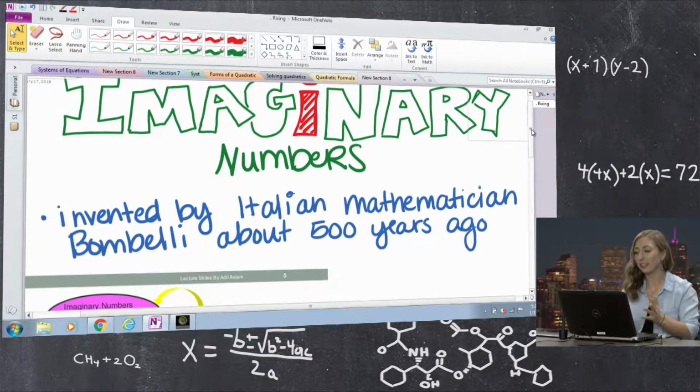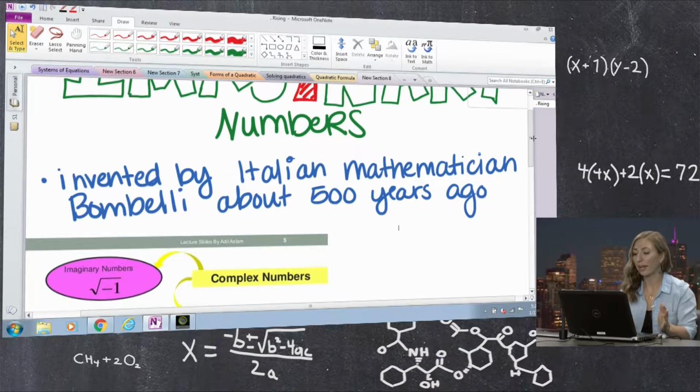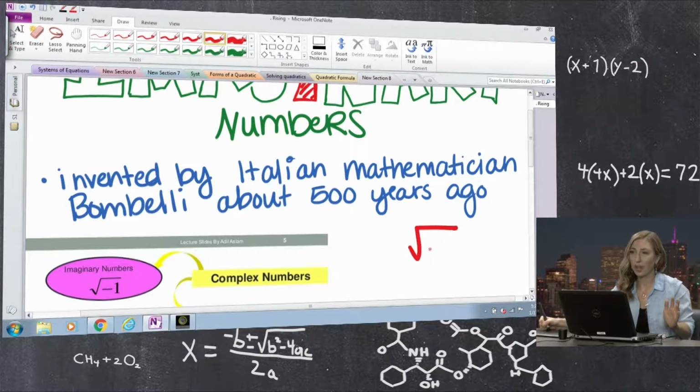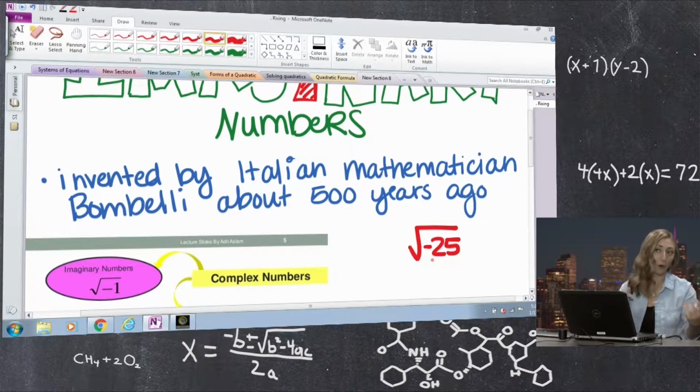So imaginary numbers come from when we try to square root a negative number. And if you don't know about imaginary numbers already, you may say that you cannot square root a negative number, which may be true, but we actually can. We can square root a negative number and get an imaginary number.